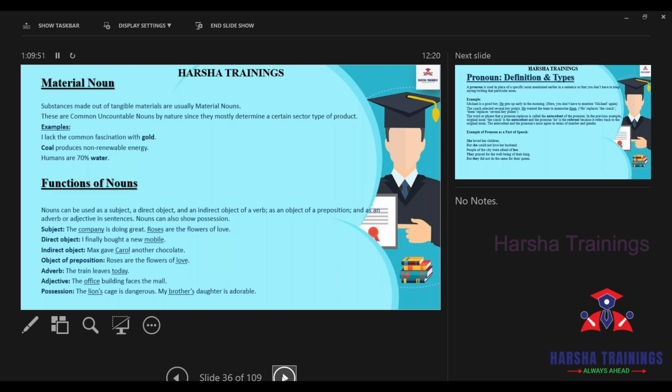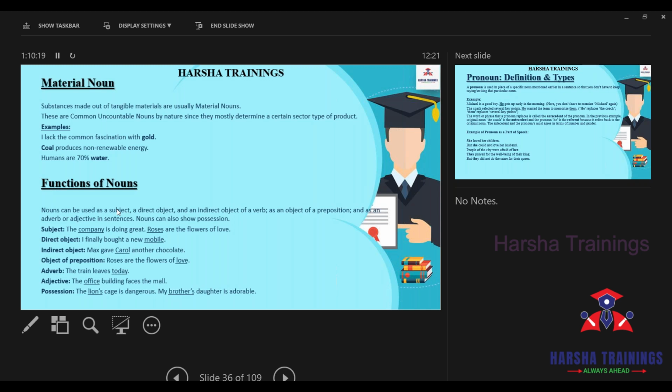See, you need not remember the terminology as such. Just try to understand the usage of the language, the grammar. That's enough, okay? These possessive nouns, material nouns, you need not remember the terms. Just understand the usage. Where can we use it and how can we use it? That is enough, right? Now, what are the different functions? As I told you, it can be used as a subject, direct object, and then indirect object of a verb.